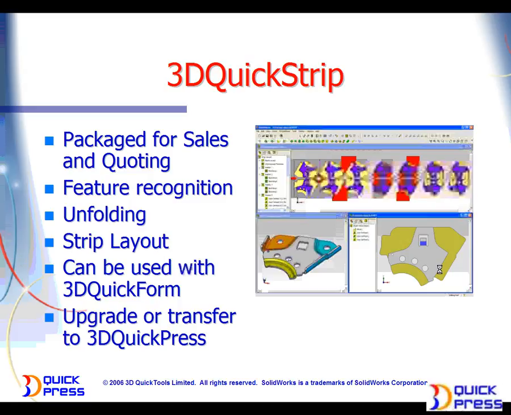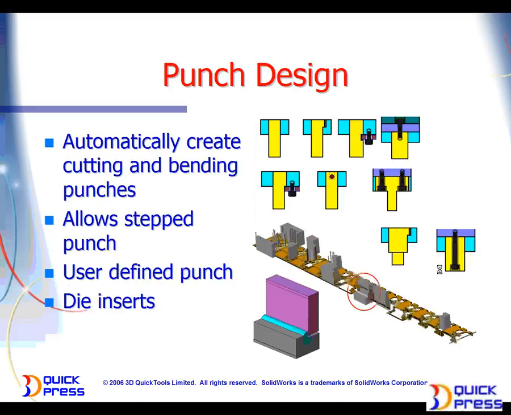But I want to stop here just for a moment to let you know this is Quick Strip also. It's a packaging difference, but the price is less because obviously not everybody needs to do the full punch design and die set design. So we can also package this for users that are typically doing the sales or quotations. It has all the capabilities. It can be used with Quick Form, and of course the data then can be passed to a Quick Press user. Let's pick up with what else Quick Press will do.